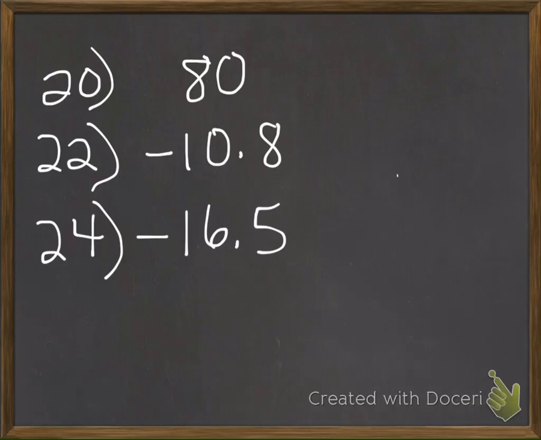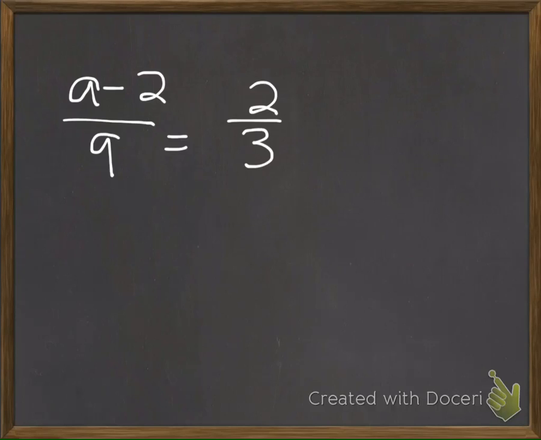Anybody still need to see it? How many of you got all three of those right? All right, good job. All right, number 26. A minus 2 over 9 equals 2 over 3. All right, so this one has a variable in it along with a number, so it has a small expression on one of the ratios. But you do the same exact thing, cross multiply.